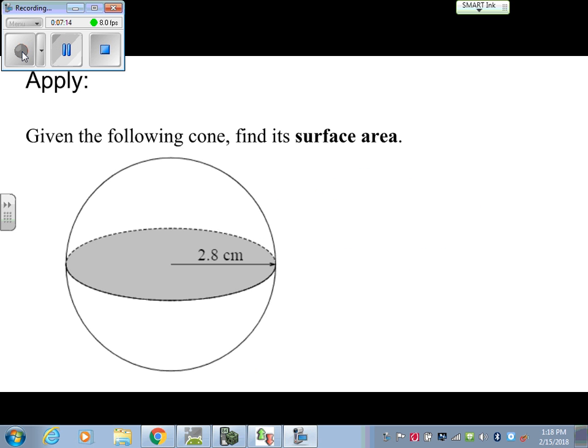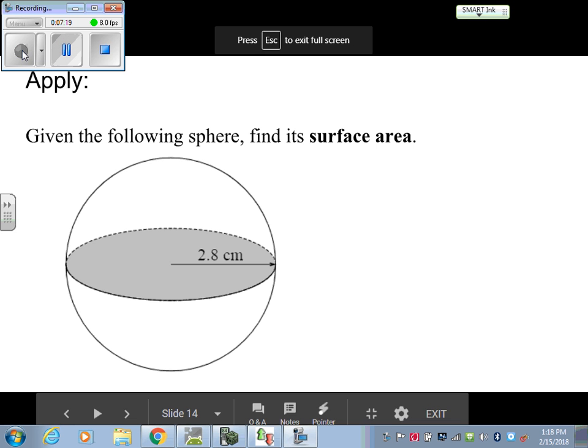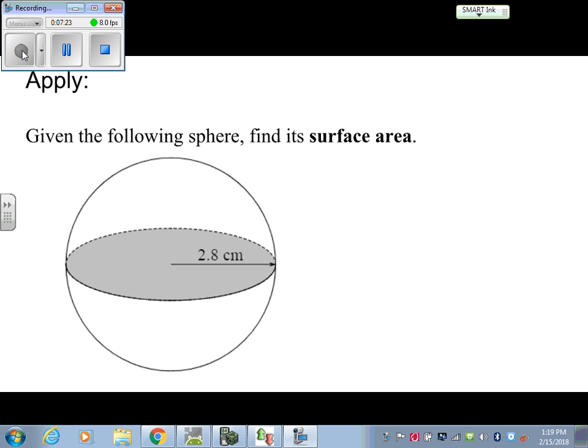For our very last example, we are dealing with a sphere, and we want to find its surface area. Again, a sphere is just like a ball. It's 3-dimensional, round in every direction. No flat regions anywhere on it. It has a radius that connects from the center of the sphere to any other point on the sphere itself, and that would be its radius. Again, it's half the measurement of the diameter.